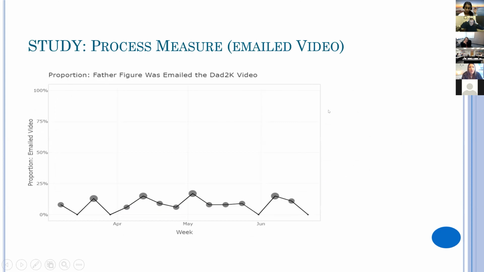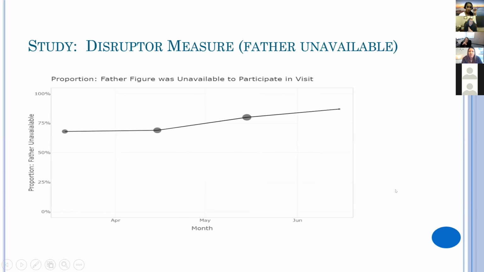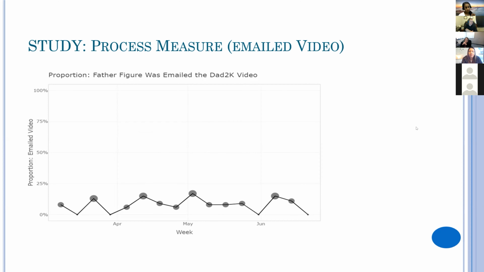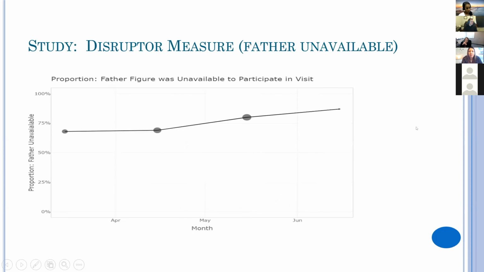And then we have here the proportion of the emails that went out to the father figures in the home. It stayed pretty consistent, I think, and then dips down here after May. But yeah, Andrew, anything else on this one? No, I think that's about it. Again, we're just tracking the proportion of families that receive that video, and it stayed about the same from one week to the next. Seemed to hover around there. And then father figures unavailable to participate in visits did go up towards the end, which was interesting.